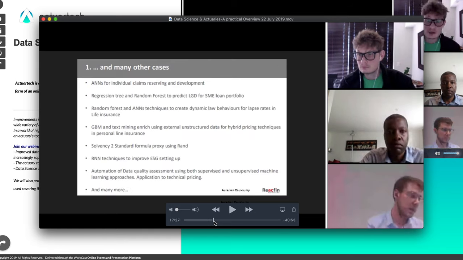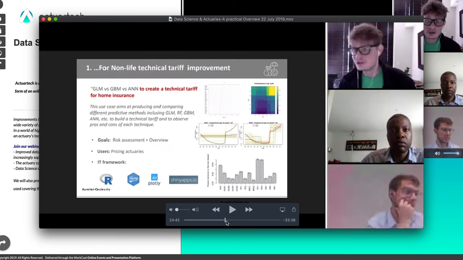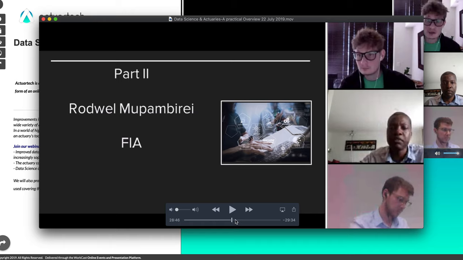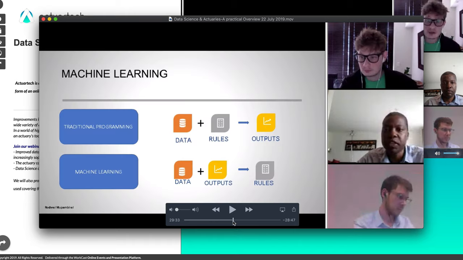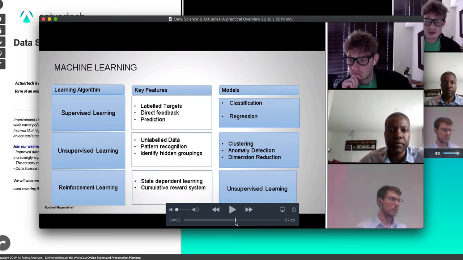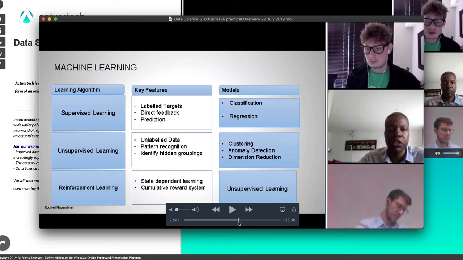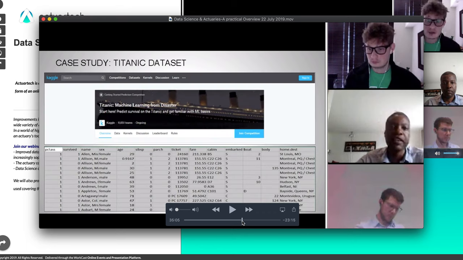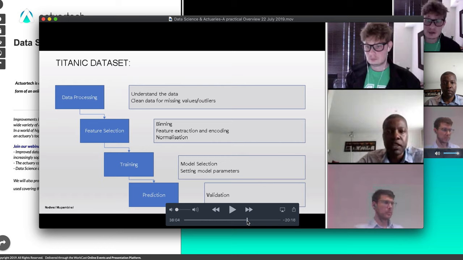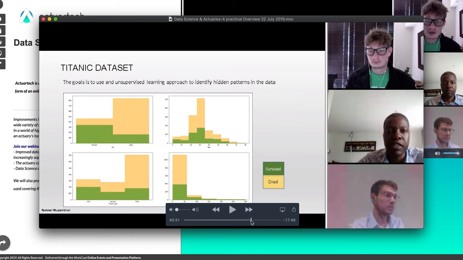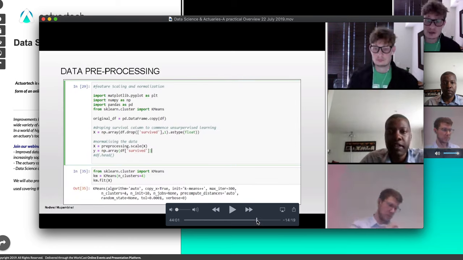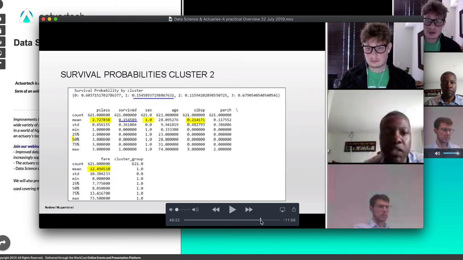Now, our second speaker, let me get to his page over here, was Rodwell. Rodwell studied at UCT and is currently working in the UK. What he did is he explained to us the difference between machine learning and traditional programming. He then went through a case study where we looked at the data from the Titanic, specifically the survival probabilities, and we ran through some of the tools and techniques to get some really interesting insights into this data set.